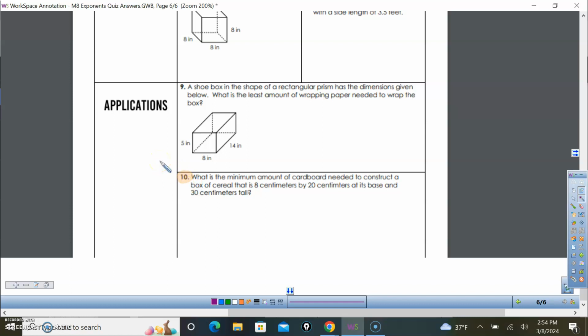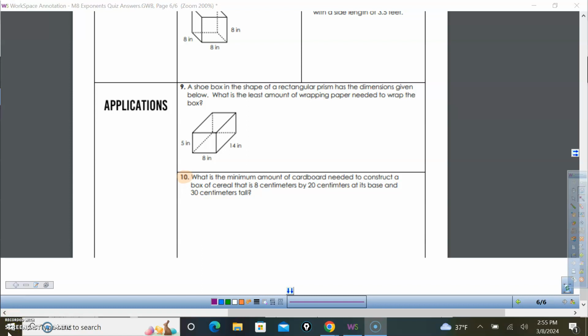And I want you to go ahead and use your pointer finger to follow along as I read this one out loud together. So question 10 says, what is the minimum amount of cardboard needed to construct a box of cereal that is 8 centimeters by 20 centimeters at its base and 30 centimeters tall?